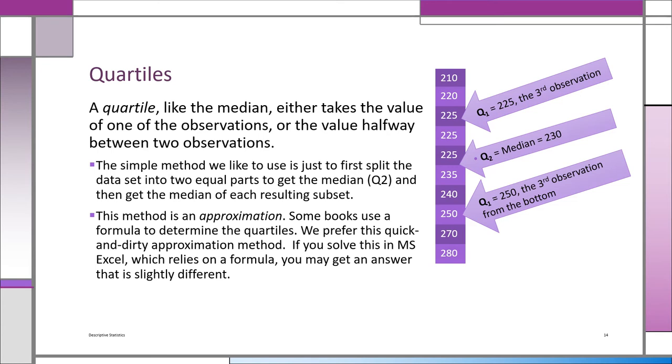This is the quickest way to get Q1 and Q3. It's an approximation. You could do it with a formula. In fact, Excel does it with a formula. It'll get you a slightly different answer. But for a test, or just if you need a quick answer, this is the way to go. Again, if you want to do it the correct way, and you have a big data set, which is the way it really is in the world, you would be using Excel, and it'll do it for you.